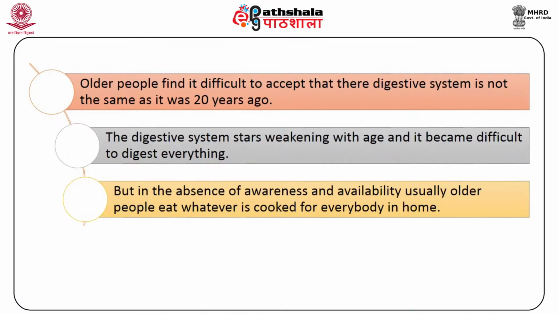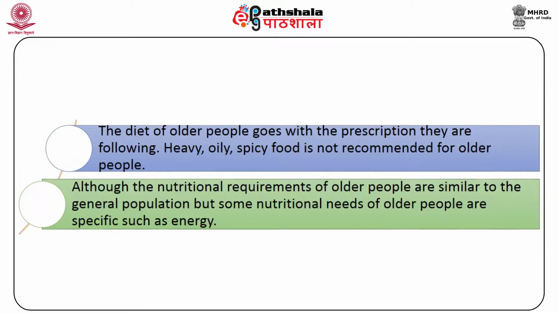Dietary needs. Older people find it difficult to accept that their digestive system is not the same as it was 20 years ago. The digestive system starts weakening with age and it becomes difficult to digest everything. But in the absence of awareness and availability, usually older people eat whatever is cooked for everybody at home. The diet of older people goes with the prescription they are following.